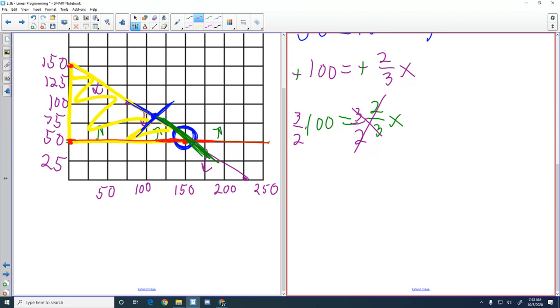3 times 100 is 300. Divided by 2 equals 150. And so here I see that 150 is x.